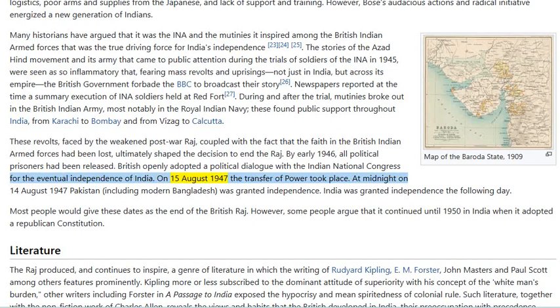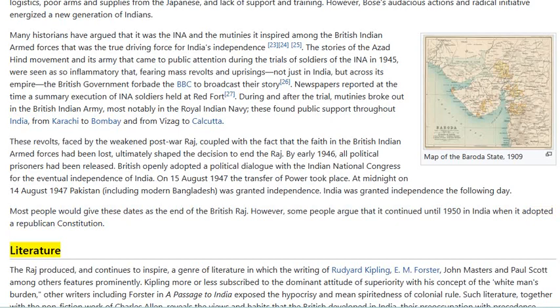On the 15th of August 1947, the transfer of power took place. At midnight on the 14th of August 1947, Pakistan, including modern Bangladesh, was granted independence. India was granted independence the following day. Most people would give these dates as the end of the British Raj. However, some people argue that it continued until 1950 in India when it adopted a republican constitution.